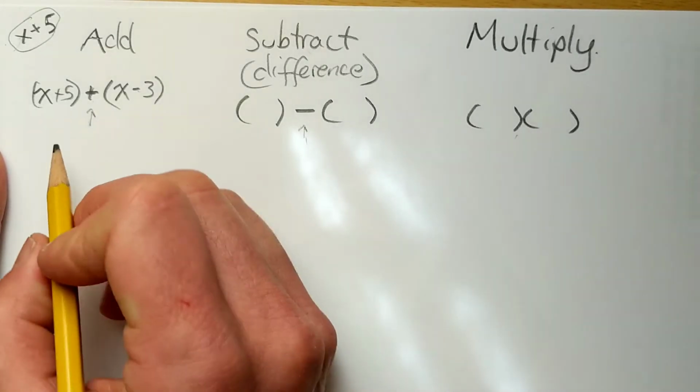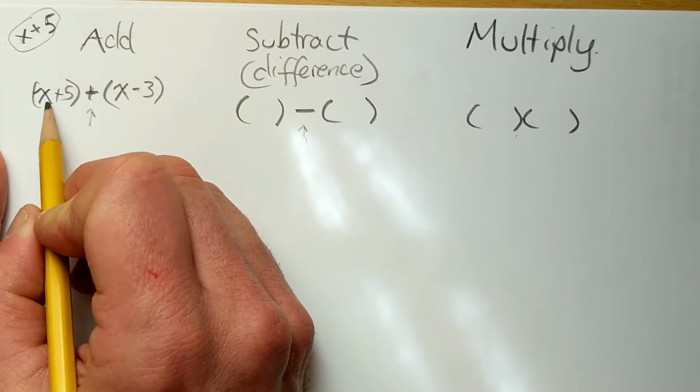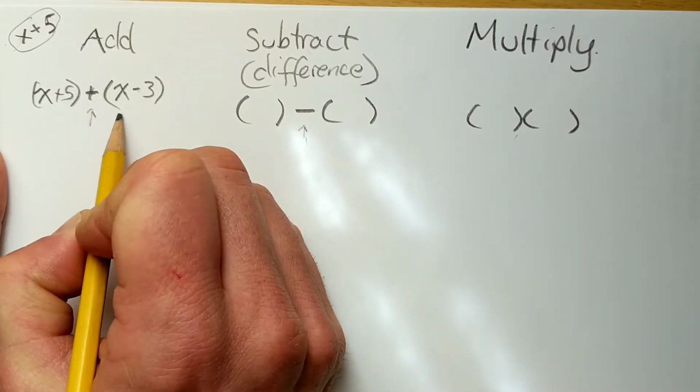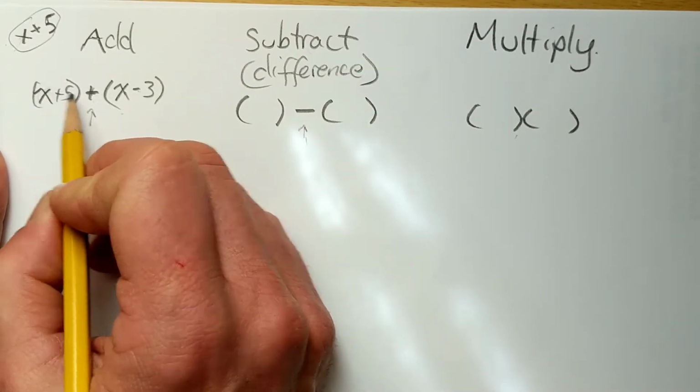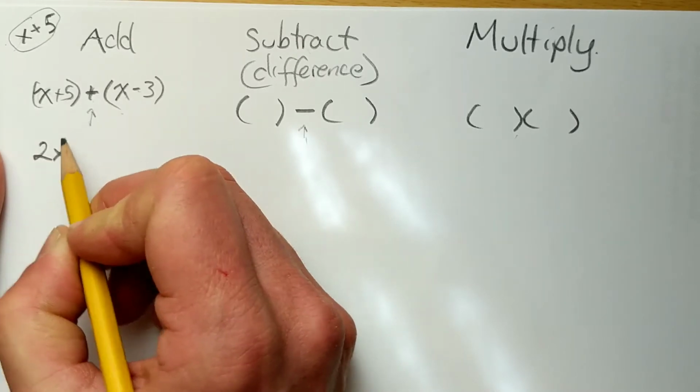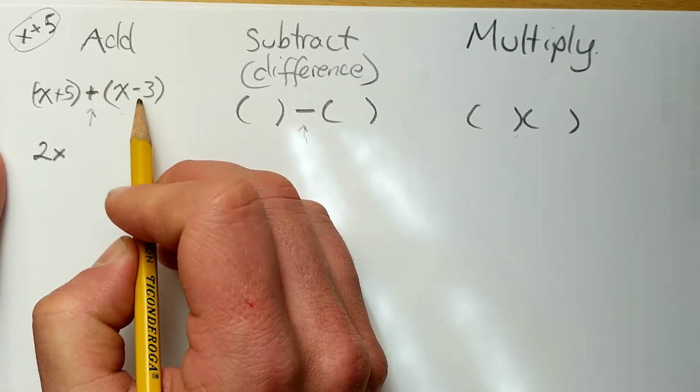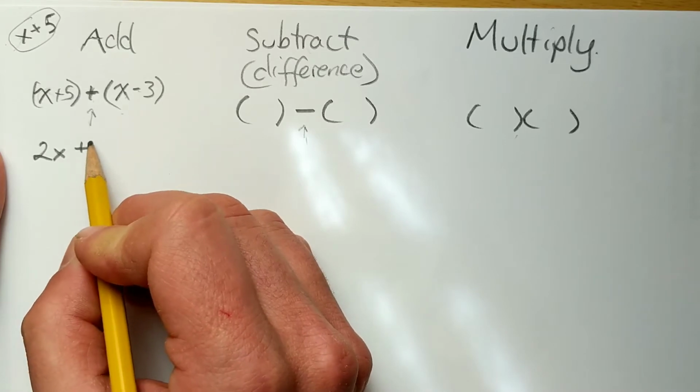It's fun. Okay, so this is pretty simple actually. If you're just adding two quantities, you just count up what's in there. There's an x, there's another x, 2x. There's a 5, there's a negative 3. Those add up to 2. 2x plus 2.